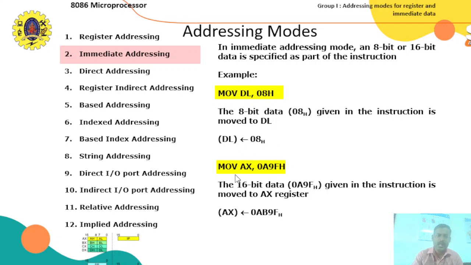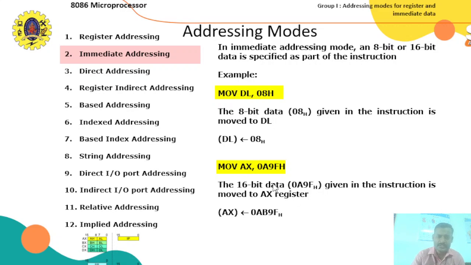Look at another example, MOV AX, 0A9FH. The H is a hexadecimal indication, we can skip it; the actual value is 0A9F. This 16-bit data will be moved to the AX register. AX is a 16-bit register, so the 16-bit value 0A9F will be moved to AX. So the source can be a value, and if the source is a value, it is called immediate. If the source is also a register, it becomes register addressing mode.